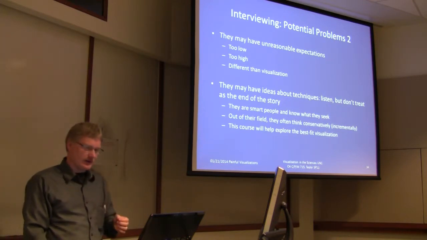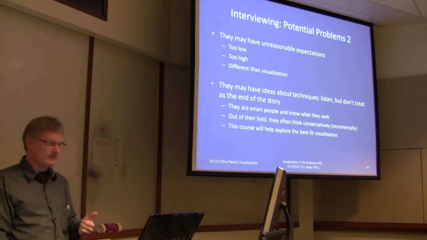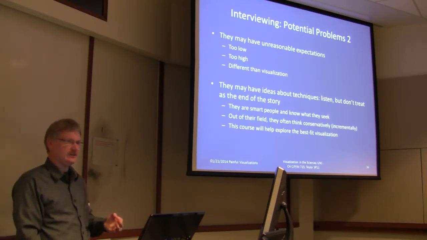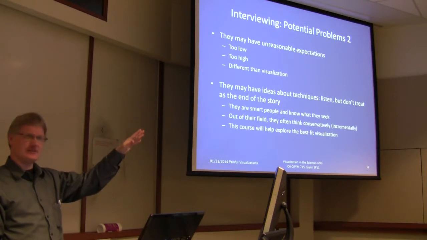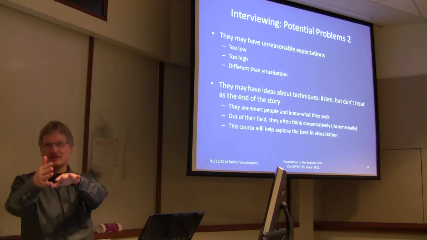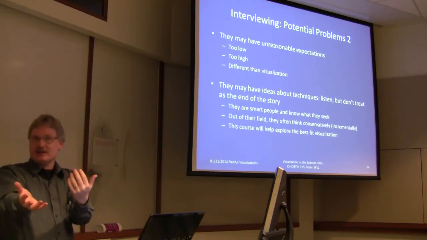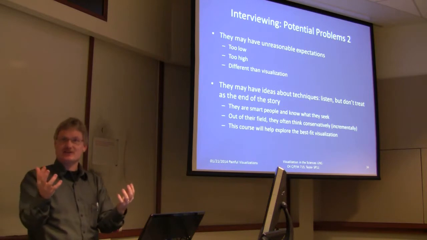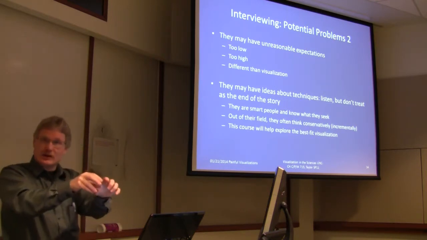The other thing is that they'll know techniques that they have seen and want to try. They're really smart people. They know what they're looking for, which is a really big help to us. Out of their field, they'll often think conservatively. If you could just change the color map on this to be a little more useful, or if we could do 2 slices instead of 1 slice, rather than, oh, by the way, we can just draw you the surface of this and color it by the, whoa, I had no idea you could do this. And so you should listen to what they're saying, because that may tell you what they want to learn.